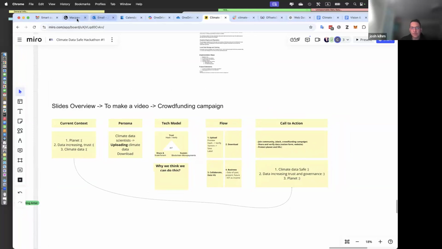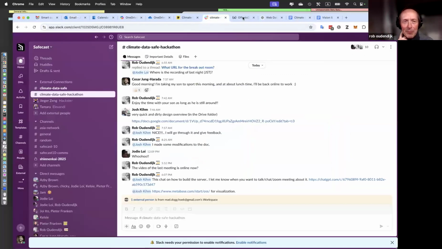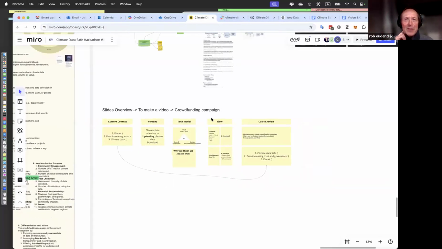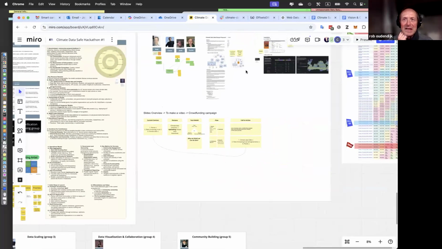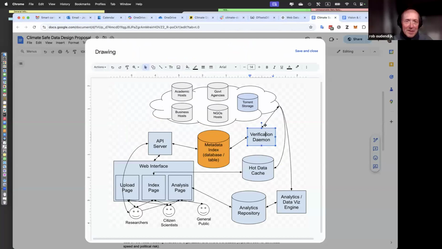You showed us a really... Hold on a second. Can I suggest something? One important thing is the verification daemon you thought about. How do you envision that? Because it's a very important part we didn't know about.